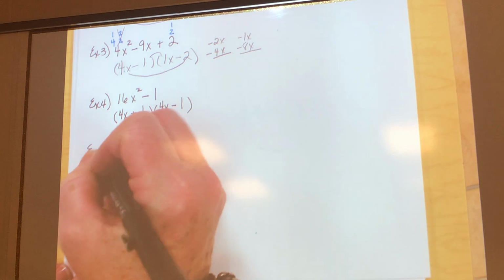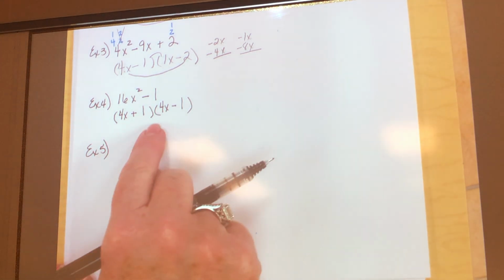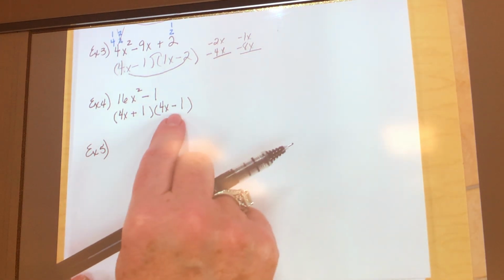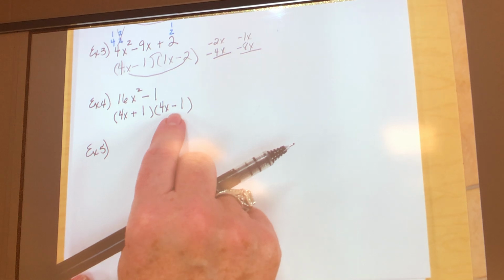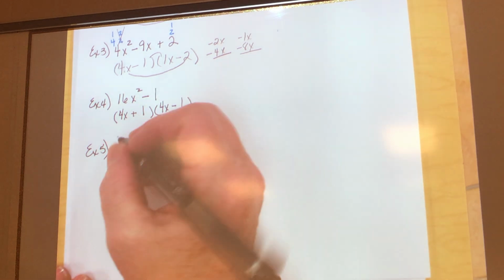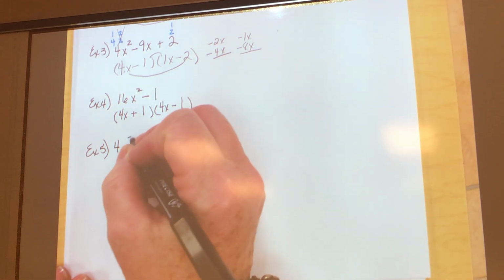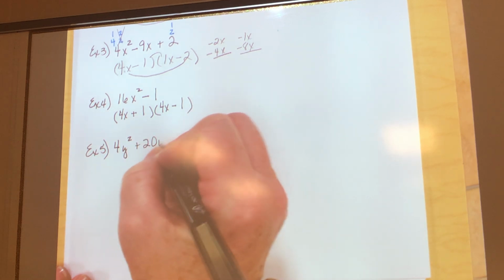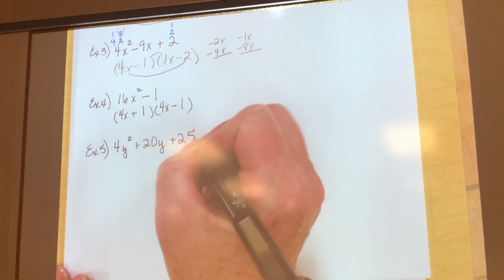All right, so here's your next one. Are you ready? Now, I didn't give you very long because should that have taken very long? No. When they're special, they go fast. All right, here's yours. 4y squared plus 20y plus 25.